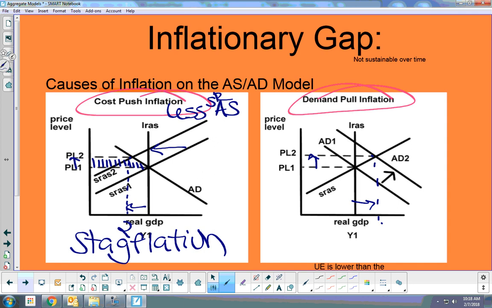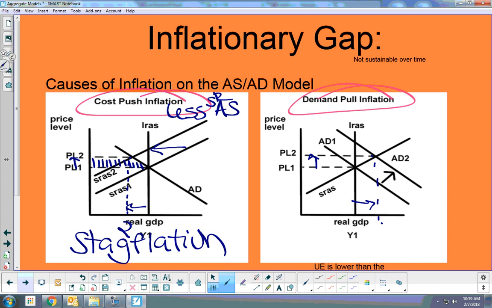Stagflation is awful. Stagflation is almost worse than a recession. Because in a recession, sure, you don't have a job, but prices are going down, so that's good, I guess. With stagflation, your GDP went down, so you're out of a job and now things are more expensive.